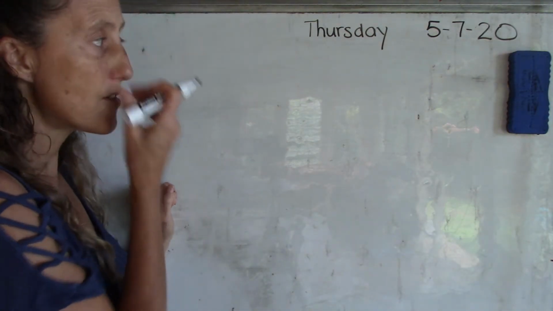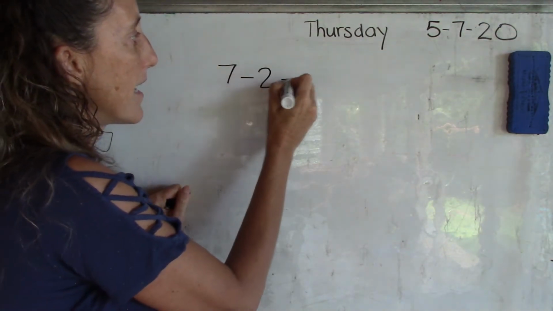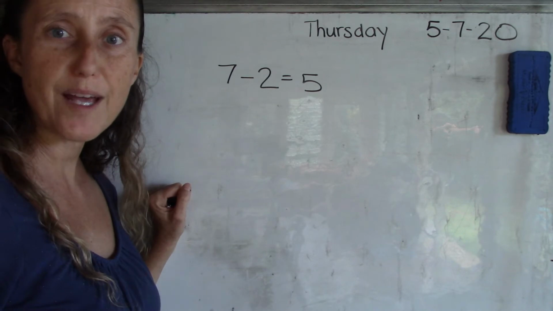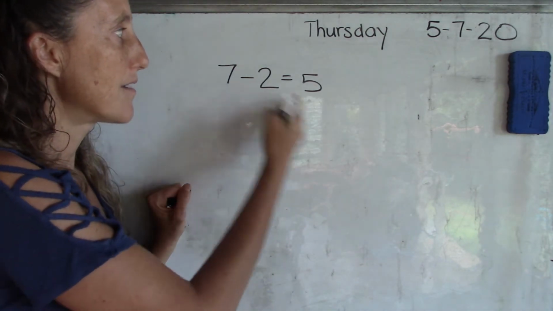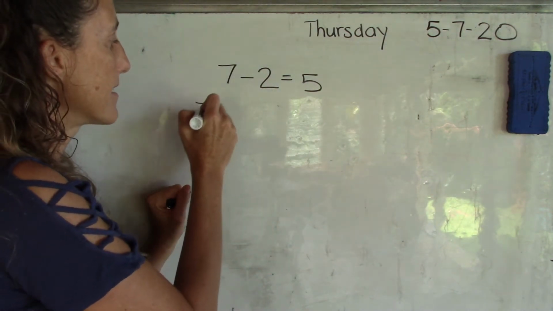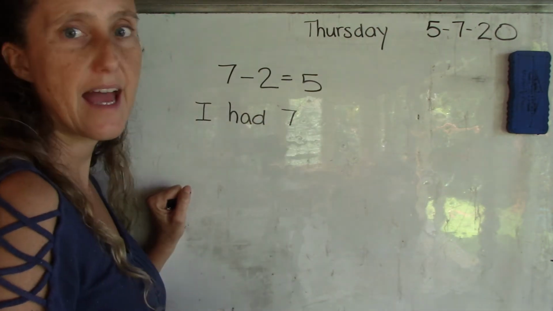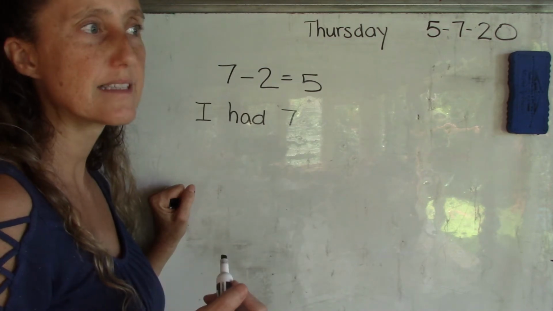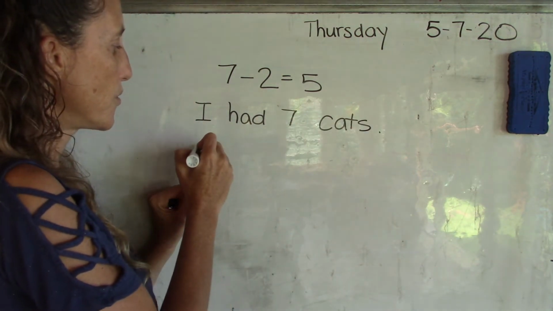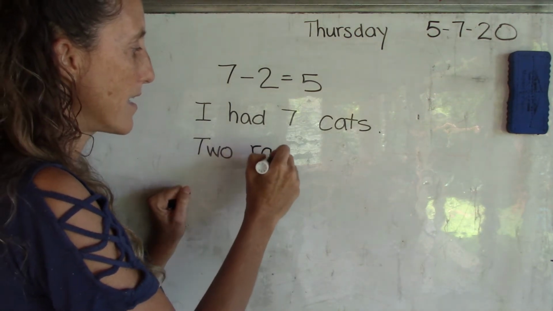All right, first graders, they're going to give you a problem like this, and it already has the answer. Like 7 take away 2 equals 5, and that's true, right? But they want you to write a story that would tell this problem. So, like, I had 7, and you can write either the number 7 or the word 7. I had 7 cats. 2, and now I'm going to write the word 2. 2 ran away.